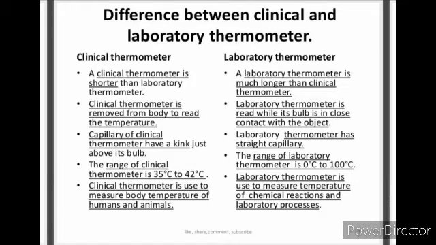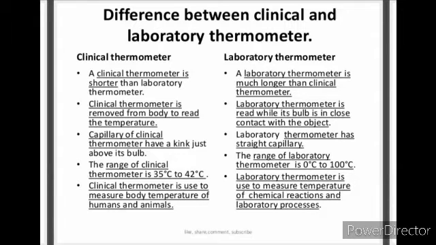Now we will see the difference between clinical and laboratory thermometer. A clinical thermometer is shorter than a laboratory thermometer. Instead, a laboratory thermometer is much longer than a clinical thermometer, as we have seen in the previous picture. A clinical thermometer is removed from the body to read the temperature. But this is opposite in the case of a laboratory thermometer. In this case, to read the temperature, the bulb of that thermometer should be in close contact with the particular object whose temperature we want to read.